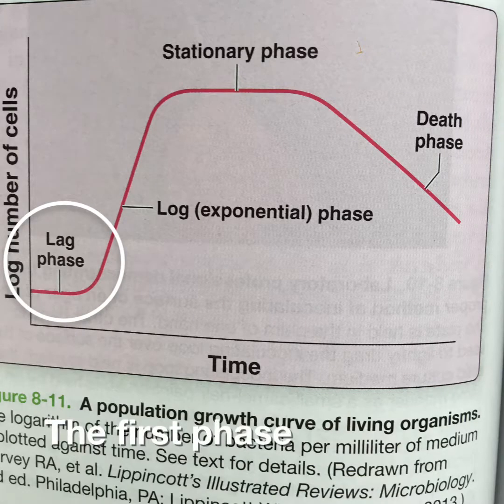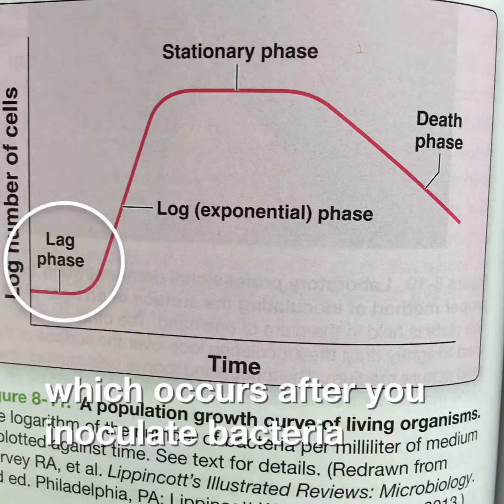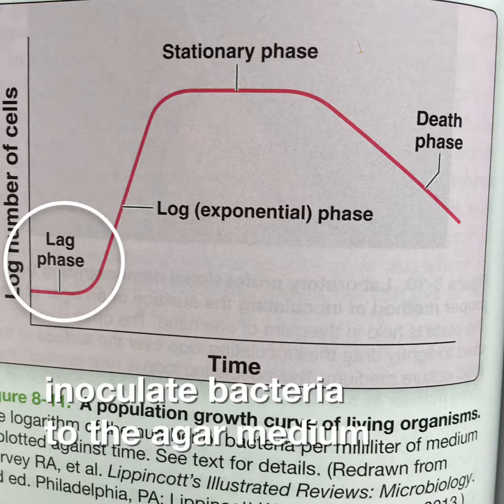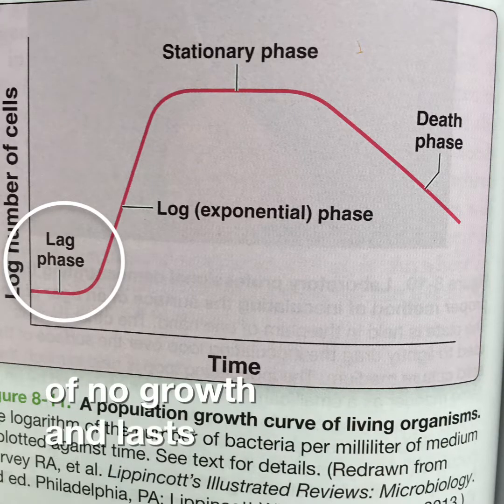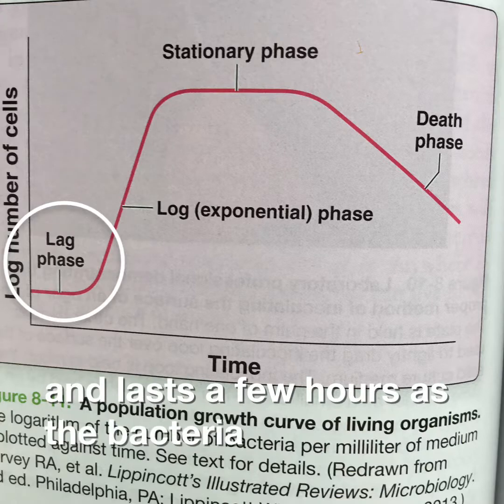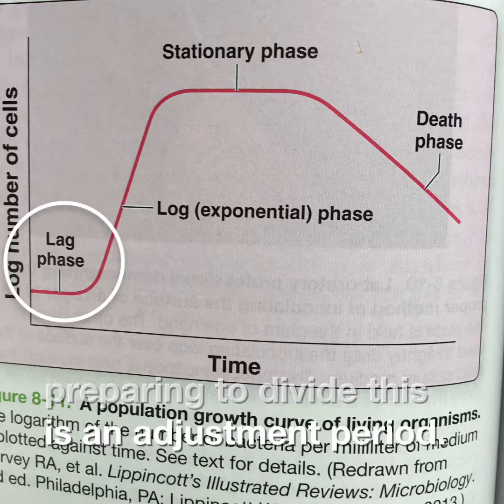The first phase is the lag phase, which occurs after you inoculate bacteria to the agar medium. The lag phase is a period of no growth and lasts a few hours as the bacteria are preparing to divide. This is an adjustment period.